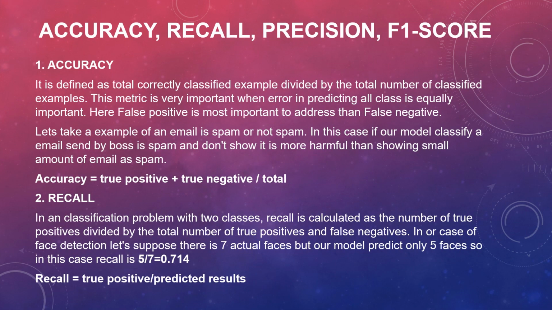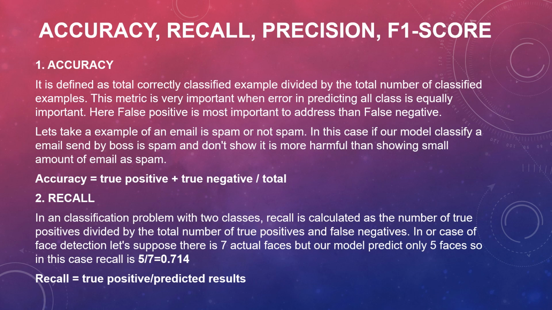In this slide, we are going to be talking about accuracy, recall, precision, and F1 score. Accuracy is defined as the total correctly classified examples divided by the total number of classified examples. Let's take an example of an email being spam or not. In this case, if our model classifies an email sent by the boss as spam, it is an error. The formula of accuracy is true positive plus true negative divided by the total.